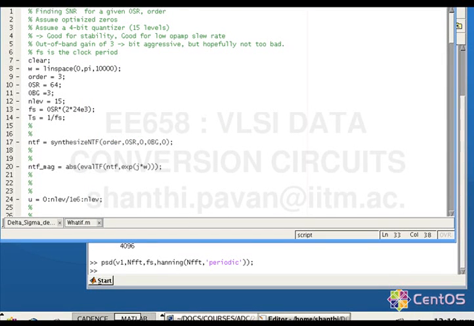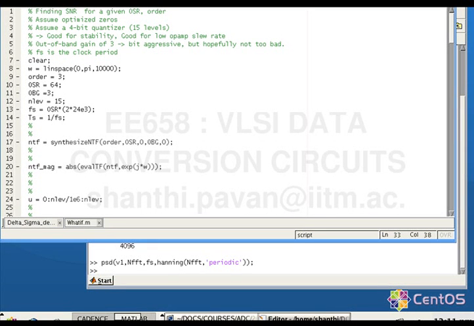I don't know if you're able to read the print at the back. So this is a MATLAB script. As you can see, I have specified the order to be 3, the oversampling ratio to be 64, the out-of-band gain to be 3, and the number of levels in the quantizer is 15. The sampling rate is the oversampling ratio times twice the signal bandwidth. This is intended for audio, so the signal bandwidth is up to 24 kilohertz.